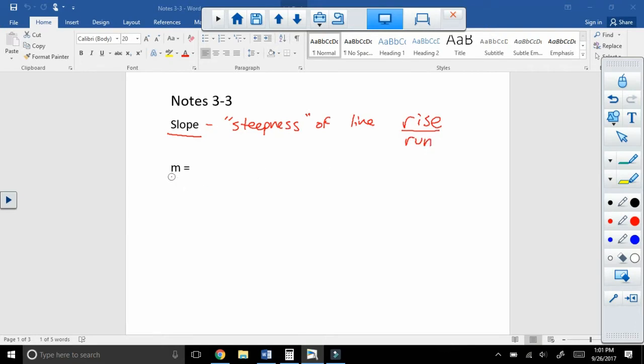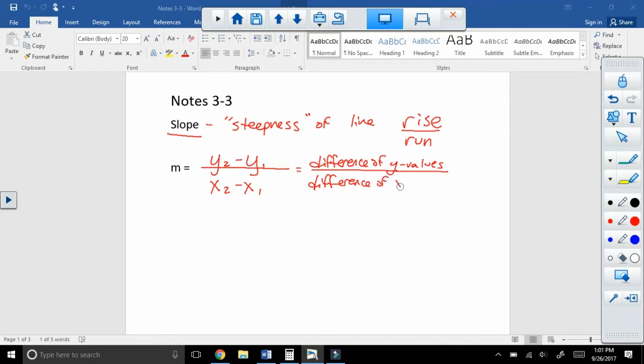The formula for slope, we use the variable m to calculate, and we say that m equals y2 minus y1 over x2 minus x1. Another way of saying this is you can say that this is the difference of the y values divided by the difference of the x values.